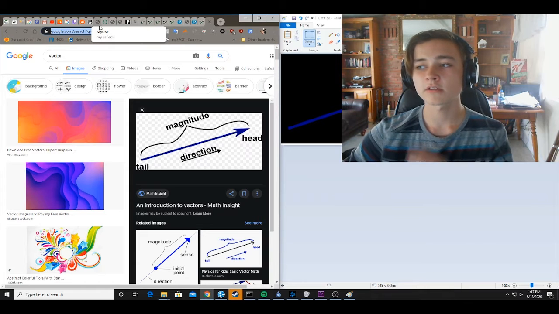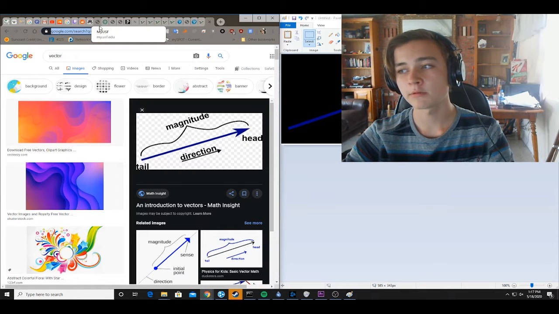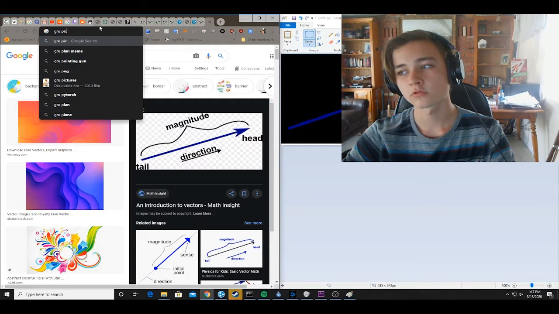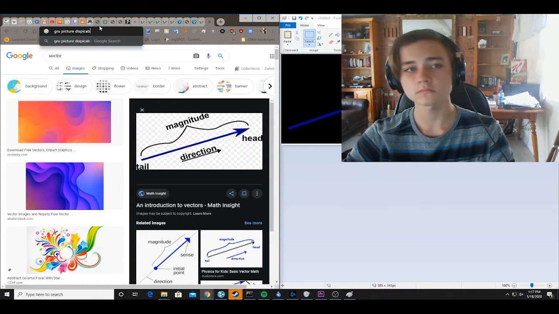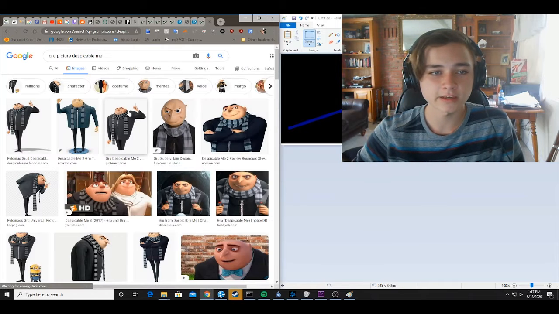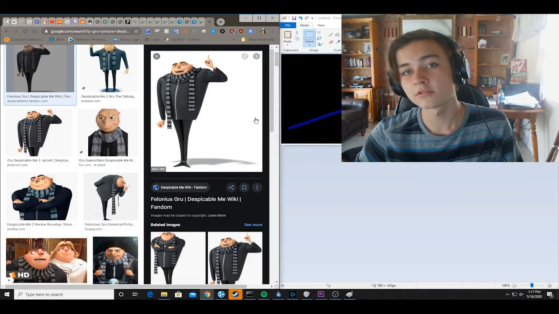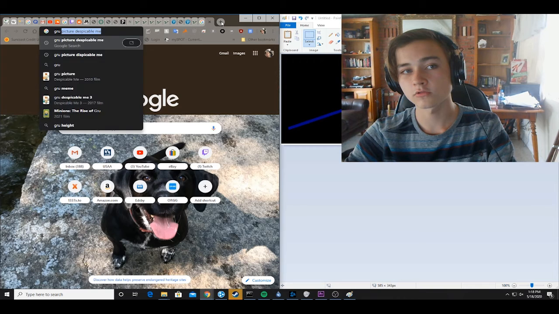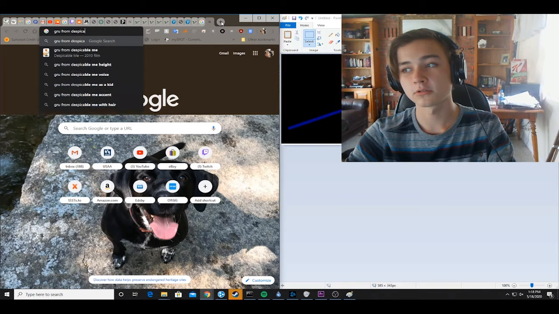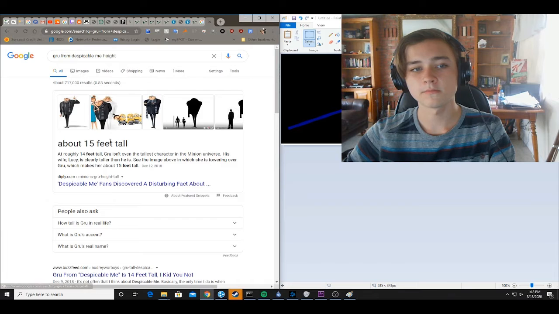What we've got to do is figure out something that we do know how tall it is. For example, I am a big Despicable Me fan, so Gru. We're going to look for a picture of something that we do know. This is a great picture of him, standing up nice and straight. I know exactly how tall Gru from Despicable Me is. He is about 15 feet tall. Yes. So cool.